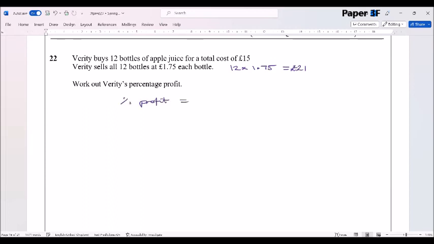Now, we know that percentage profit is equal to the actual profit divided by the original cost times by 100. So that gives me 21 minus 15 divided by 15. That was the original. So that gives me 6 over 15, times 100. 6 over 15 multiplied by 100. Answer 40%.